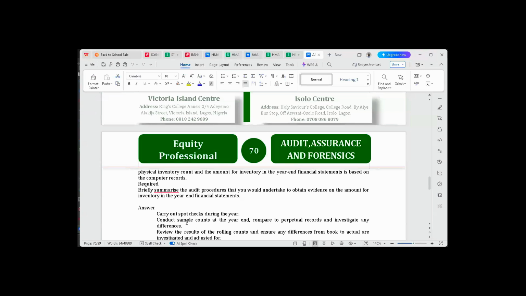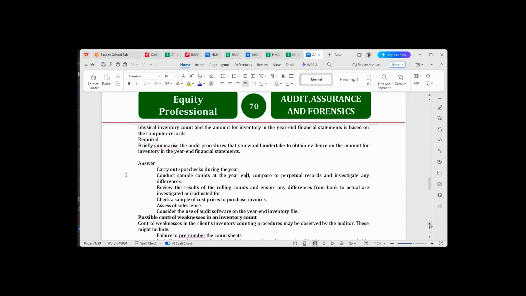You also need to conduct sample counts at the year end, compare them with the perpetual record and investigate any variance. What that means is that at the year end, when you are done with the stock count, you need to compare what you have in the year-end stock count with the record being kept by the storekeeper for the perpetual counting. So you have to check that. And when there are variances, there will be need for the auditor to investigate.